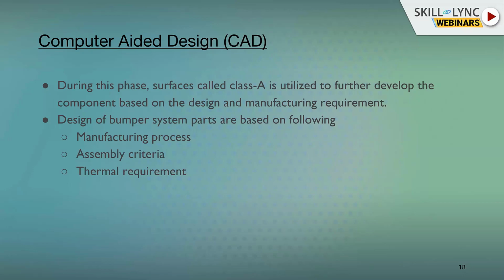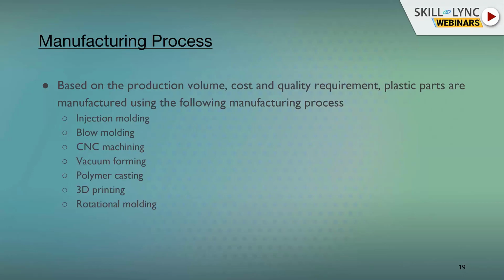So based on those criteria, the designs are made. Starting with the manufacturing process, we have the following manufacturing processes for the components in the bumper systems: injection molding, blow molding, CNC machining, vacuum forming, polymer casting, 3D printing, and rotational molding. Almost all the automotive plastic parts are manufactured using injection molding and blow molding.